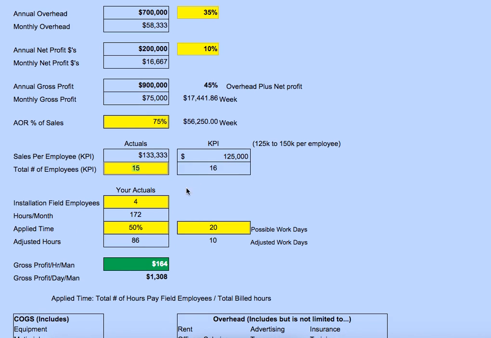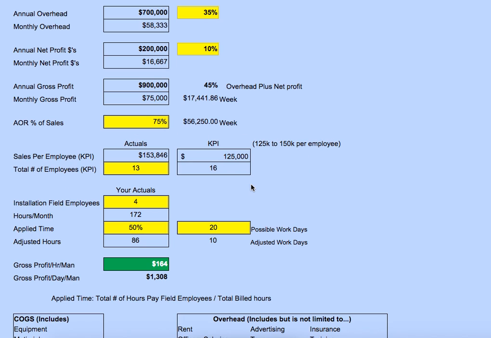All right. So when we look at that, we can take our total number of employees in our company and we enter it here. And the KPI is 125,000 per employee. So if I said I had 15 employees, that's $133,333 sales per employee. Notice if I go to 16, it matches the KPI. So you're just going to enter here whatever the actual number is. And this really has nothing to do with calculating the gross profit. It just gives you an idea of where you are.